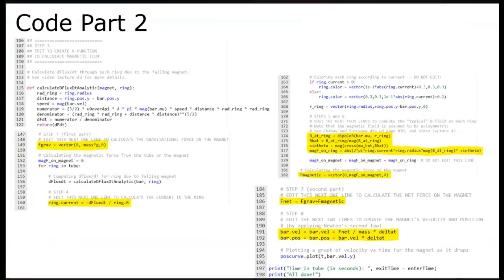Here's a second block of code. I just highlighted the parts where I changed a specific function or I defined a specifically important part of the code.